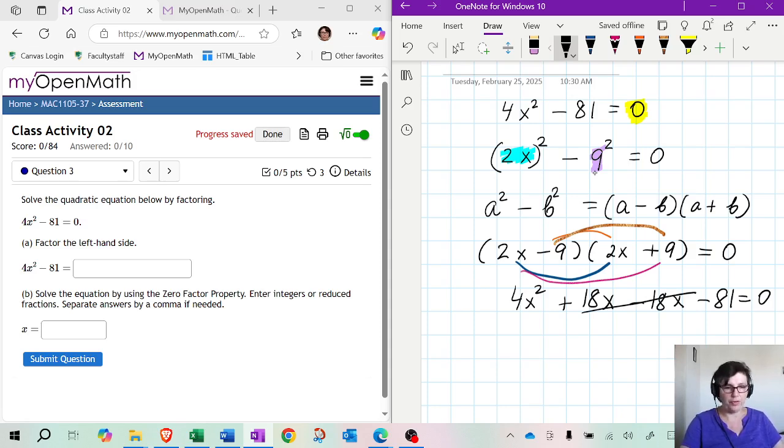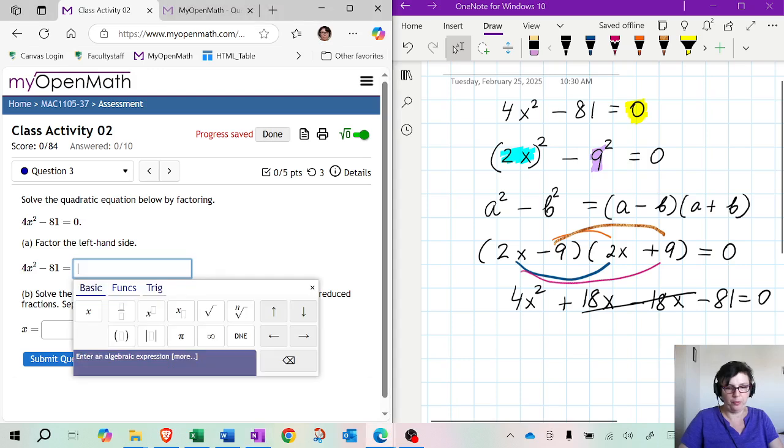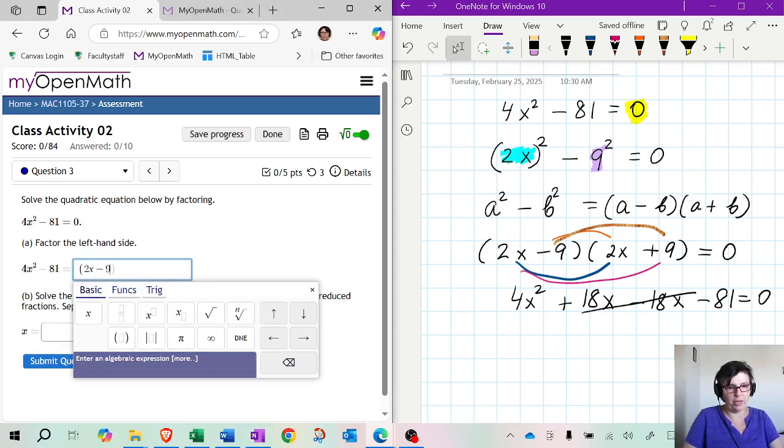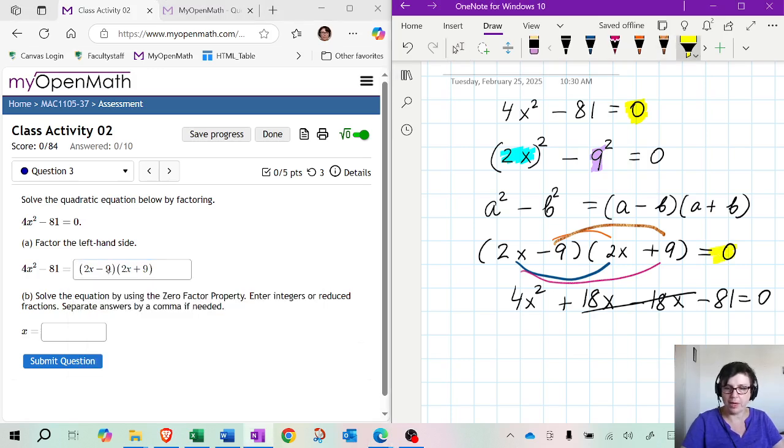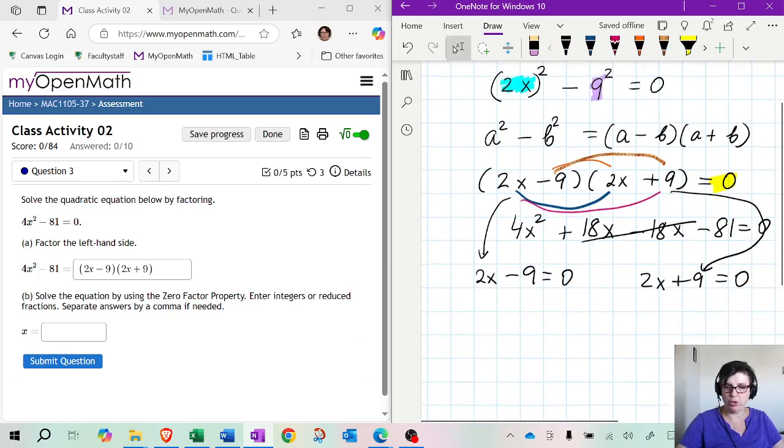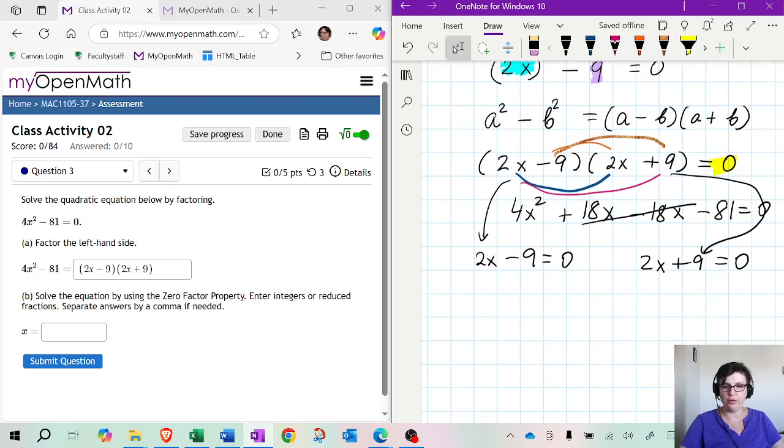Okay, so now that we factored it, let's fill that out. So we got 2x minus 9 multiplied by 2x plus 9. Now we make that equal 0. So remember again, on the right-hand side, we must have 0 in order to use the zero factor property. So that means either the first factor equals 0, which is 2x minus 9, or the second factor equals 0, which is 2x plus 9. And we set each of them equal to 0 and solve that for x.